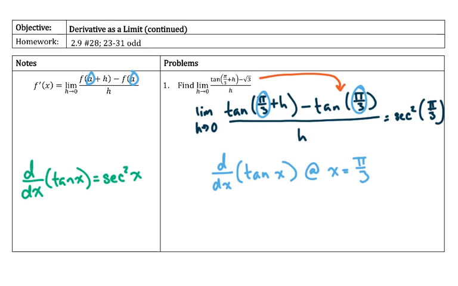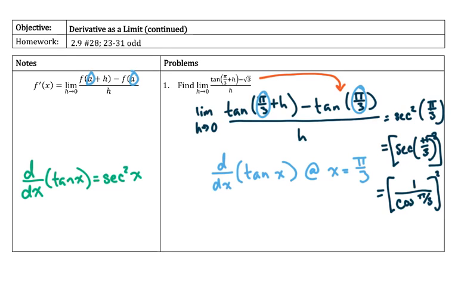So here we can say secant squared of pi over 3. I will usually break that up to just secant of pi over 3 squared, which is 1 over the cosine of pi over 3 squared. Cosine of pi over 3 is 1/2. 1 over 1/2 is 2. So this is 2 squared, so then my final answer for this whole limit is 4.